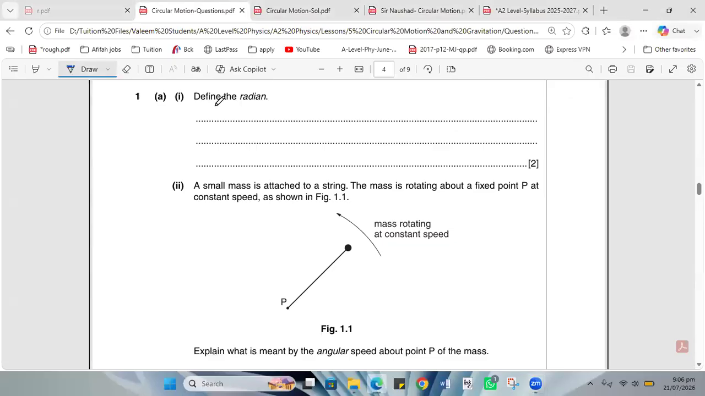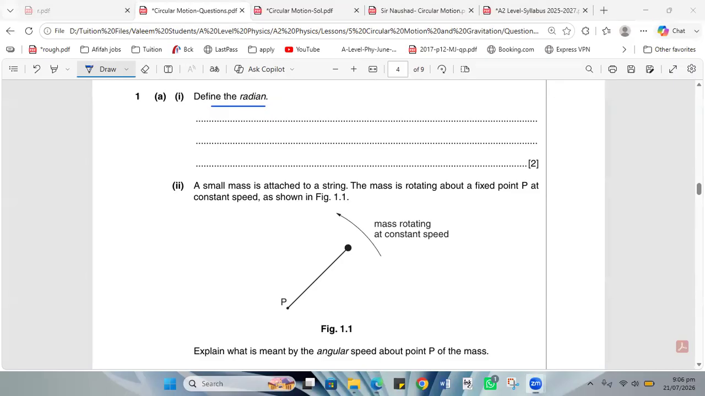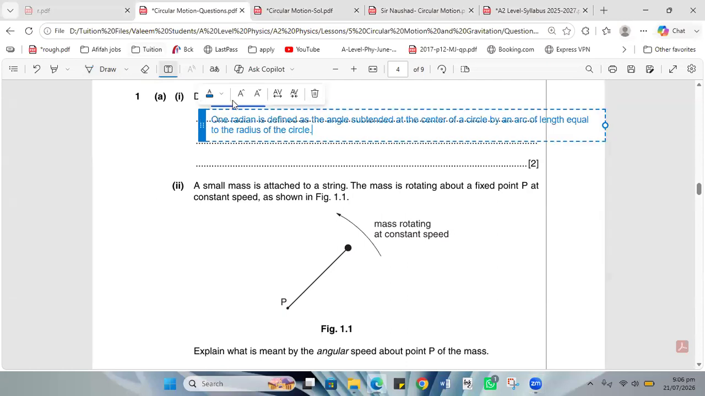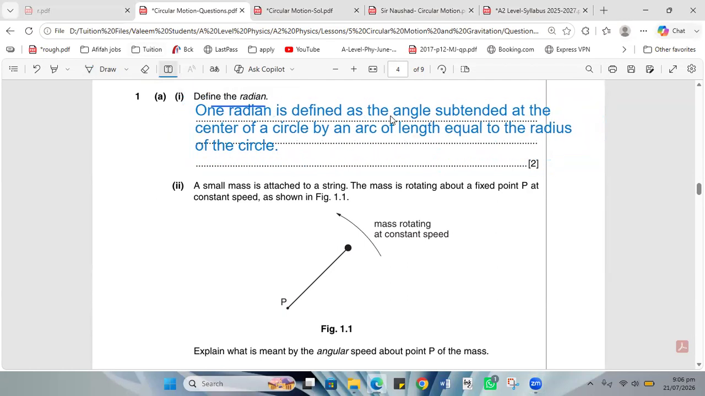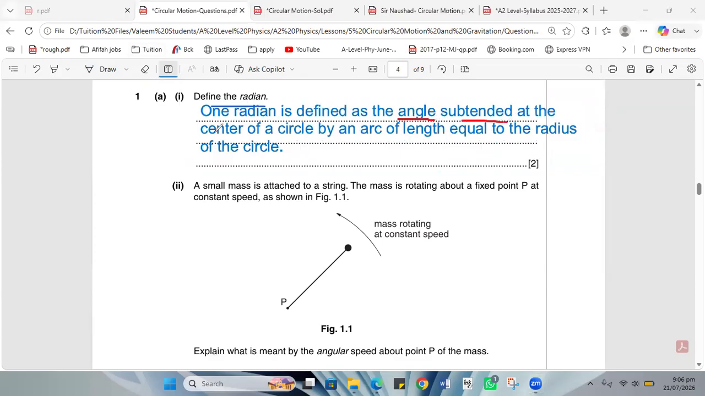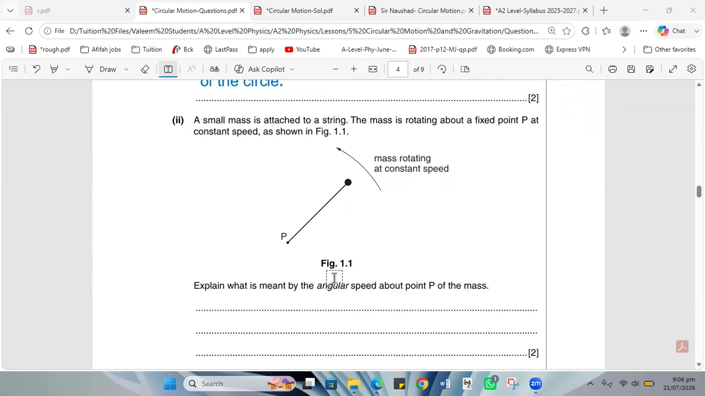So first question, define radian, a quick revision. The proper definition for radian was, one radian is defined as the angle subtended at the center of the circle by an arc length equal to the radius of the circle. Part B.